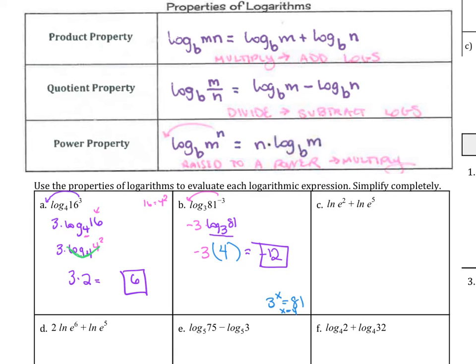For letter C, let's try this one. So again, practicing our properties. These go in the front, so this is 2 natural log of e plus 5 natural log of e. Now remember, the base of natural log is e here. The natural log and e are inverses, so we can cancel them out. So really this is 2 times 1 plus 5 times 1, so 2 plus 5 equals 7.